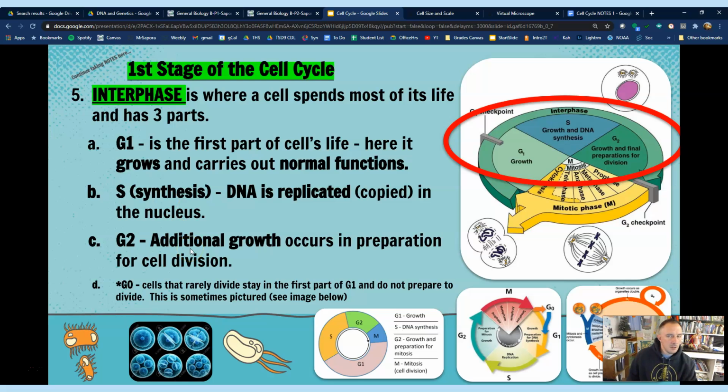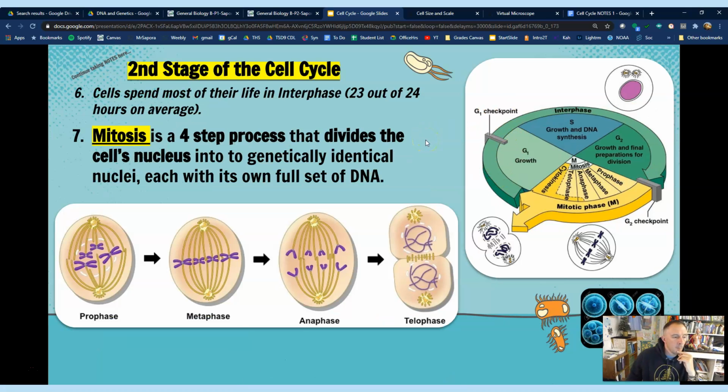G0, as I mentioned, you don't need to know this, don't write it down. Cells that rarely divide, such as your brain or nerve cells or heart cells, do the first part of G1 and then kind of enter this G0 phase where they just kind of hang there. They're not really interested in dividing, so they kind of go into just like operating status. We don't need to worry about that.